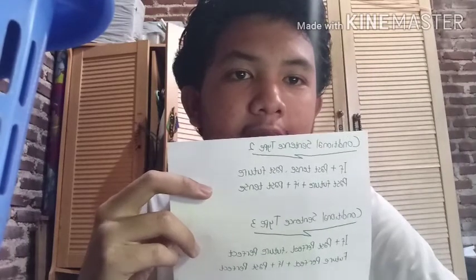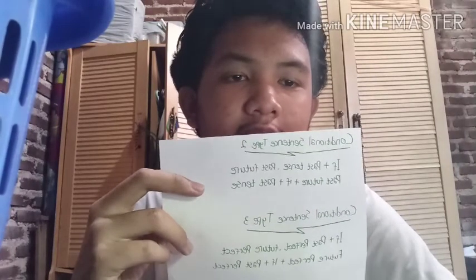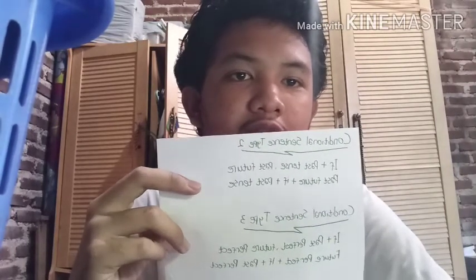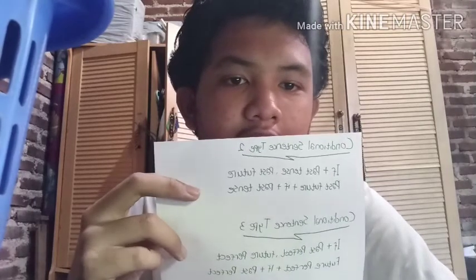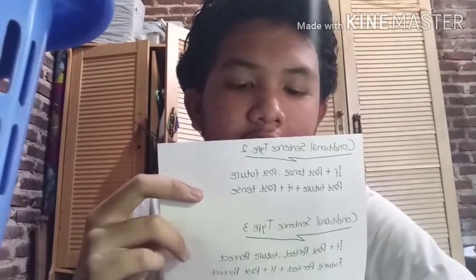Okay, number 5 is conditional sentence. But I just explain conditional sentence type 2 and conditional sentence type 3. What is conditional sentence type 2? Conditional sentence type 2 is used to say something that is very unlikely to occur.